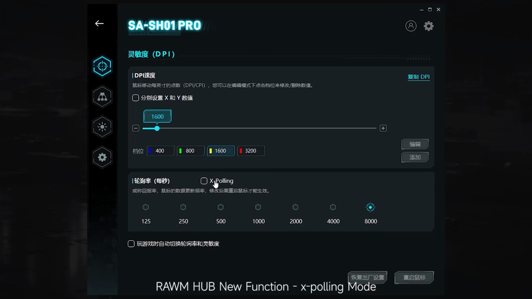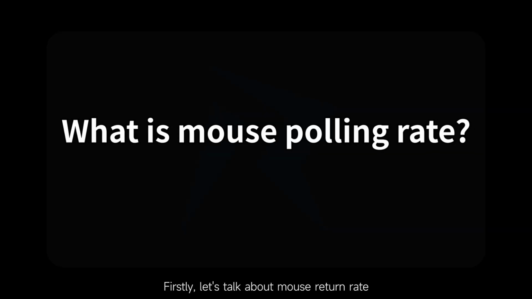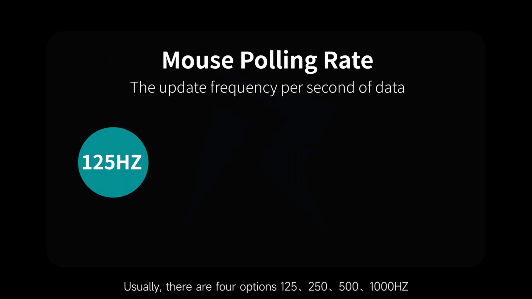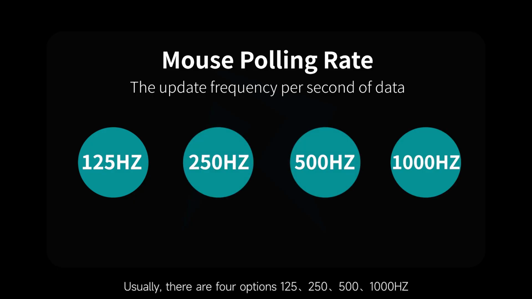RAWM Hub new function, X-bowling mode. Firstly, let's talk about mouse return rate. Mouse return rate is the frequency of data updates per second. Usually, there are 4 options: 125, 250, 500, and 1000 Hz.